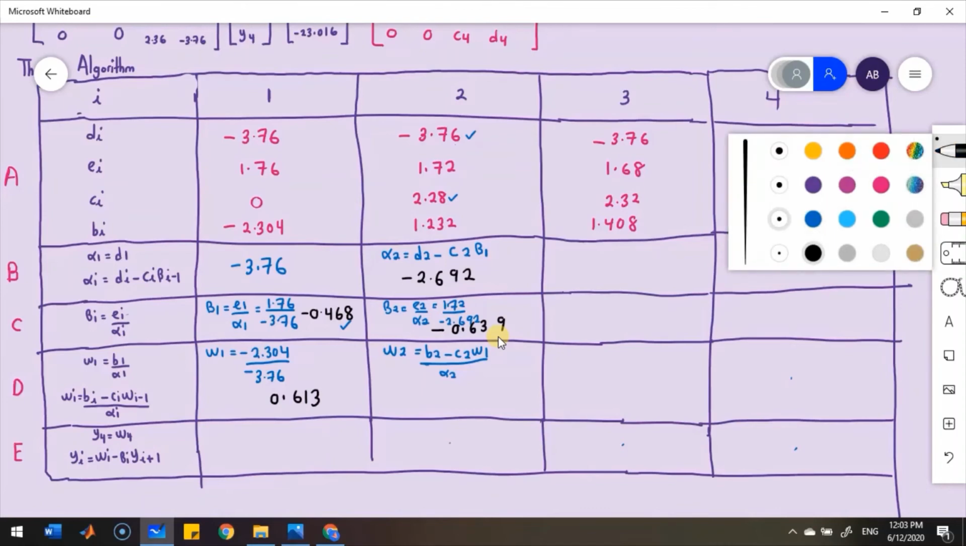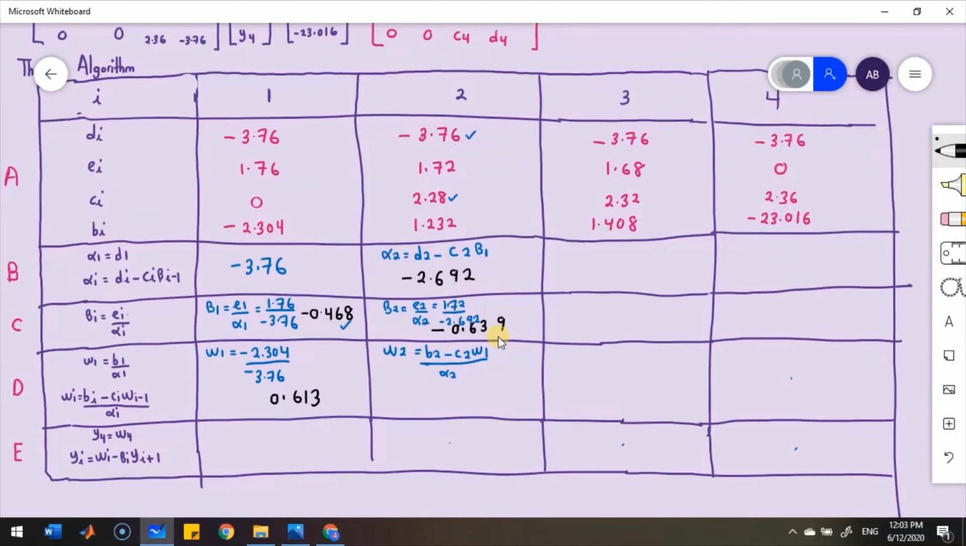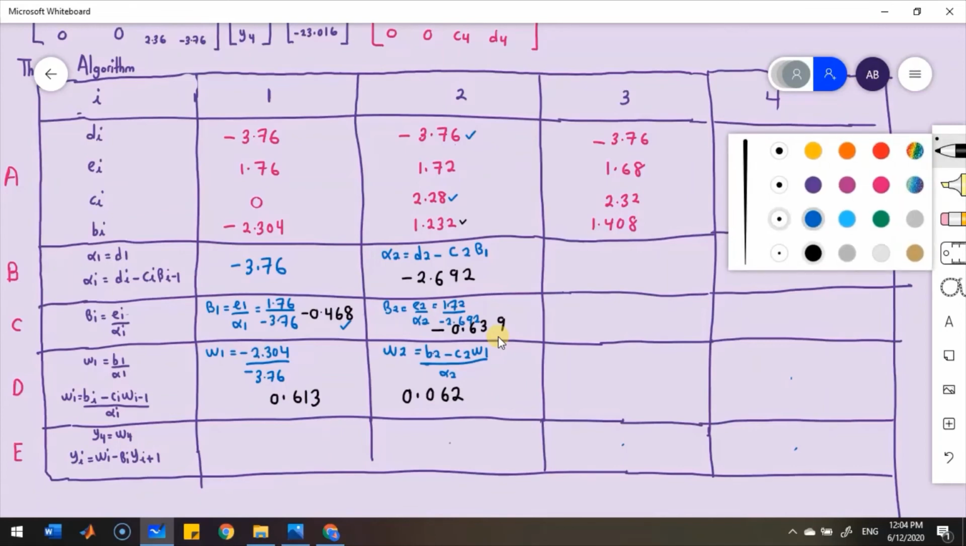We know what B2 is. So this is my B2, 1.232, minus C2, which is 2.28, multiplied with 0.613, divided by negative 2.692. So I have 0.062. Writing this equation is important for you to press the calculator. Iteration 2 is done. Move on to iteration 3.